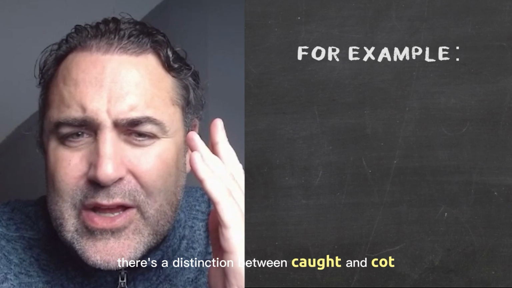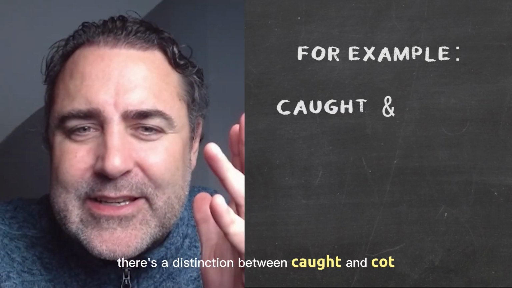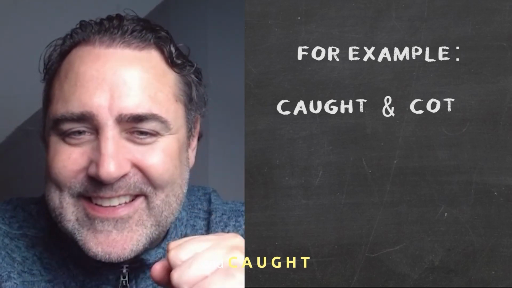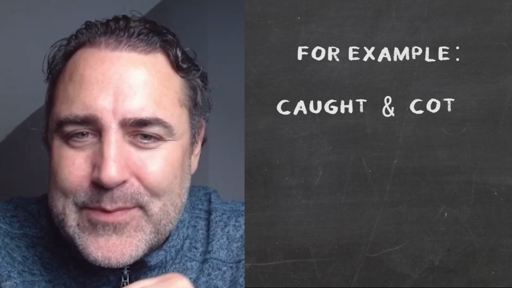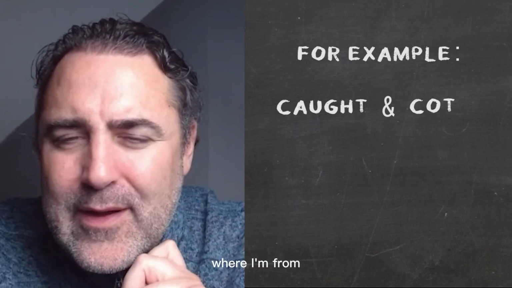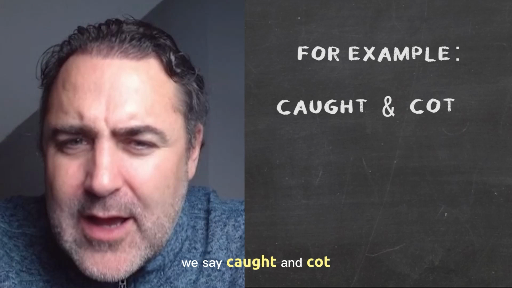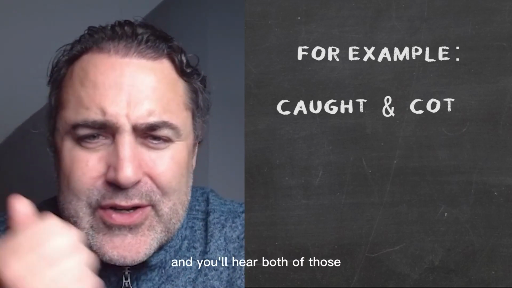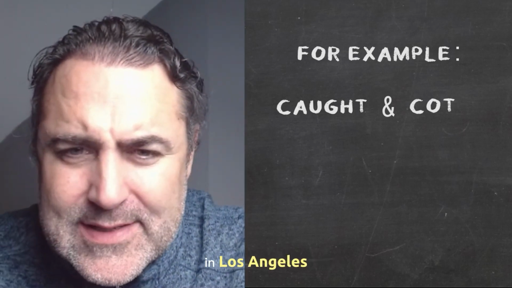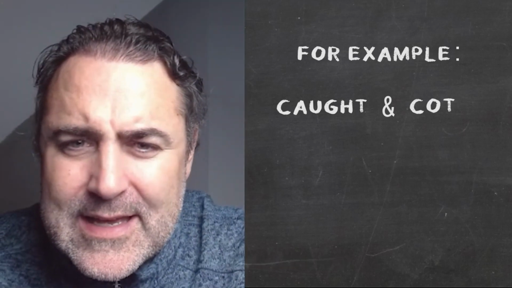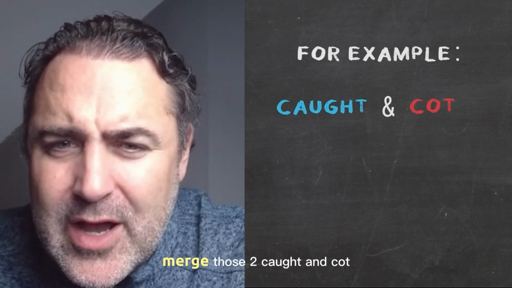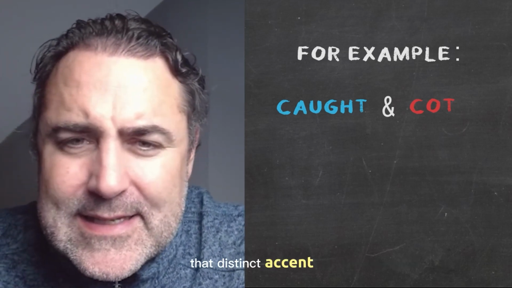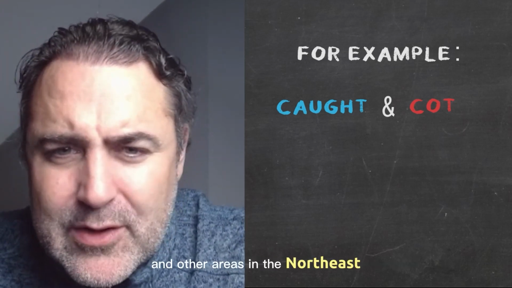However, they do have differences, such as in the East, in the Northeast especially, there's a distinction between caught, C-A-U-G-H-T, and cot, C-O-T, okay? Now in the West, where I'm from, we say cot and cot, just like C-O-T. It sounds the same. So that's one distinction. And you'll hear both of those. In Los Angeles, a news presenter will definitely merge those two, whereas in New York City, you're going to hear that distinct accent, okay? As well as Boston, and other areas.